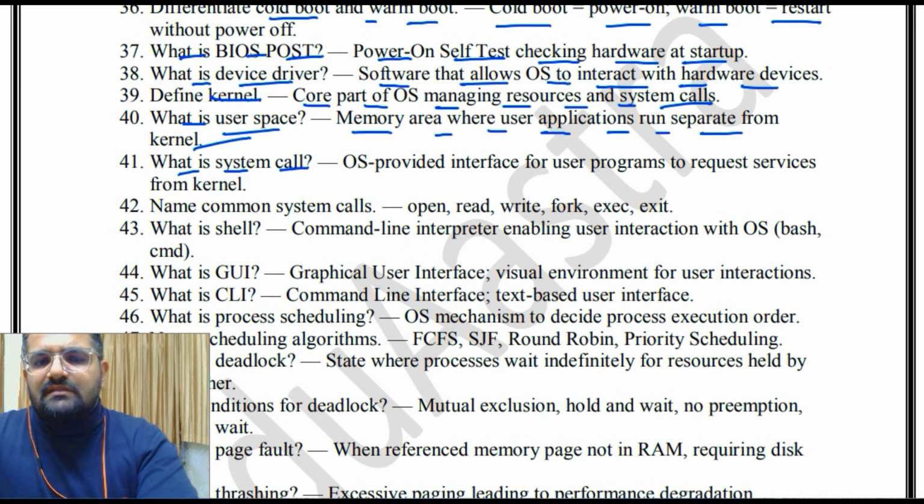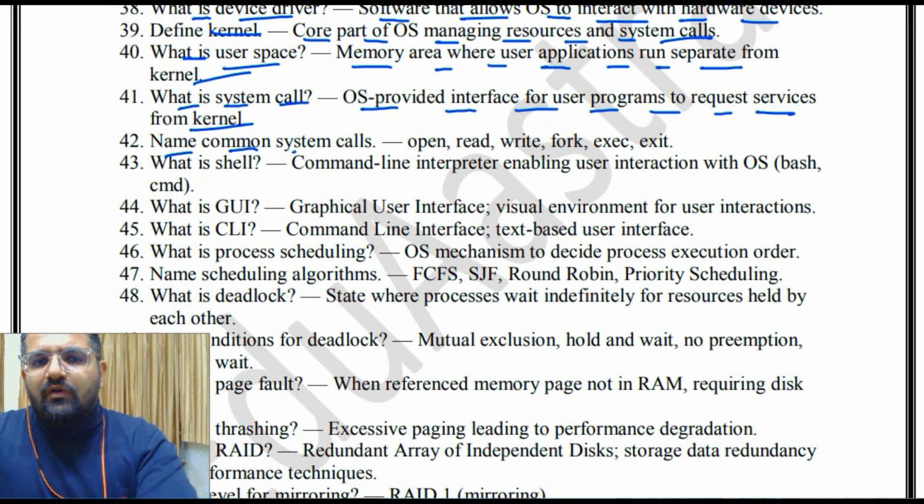What is a system call? Operating system provided interface for user programs to request services from kernel. Name common system calls: open, read, write, fork, exec, exit. All of these are very important.